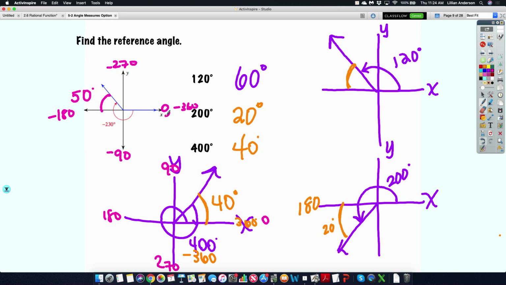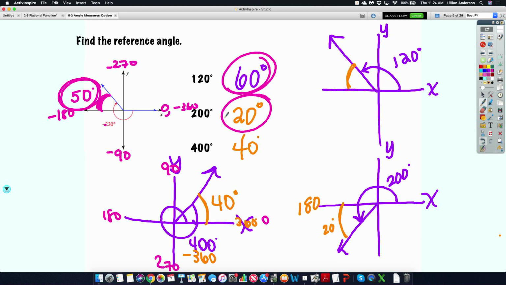Okay? But again, no matter what, it's still the distance. How far is that terminal side from the x-axis? You could do 230 minus 180. And at the end of the day, no matter what, your reference angle always has to be positive. So it's 50.